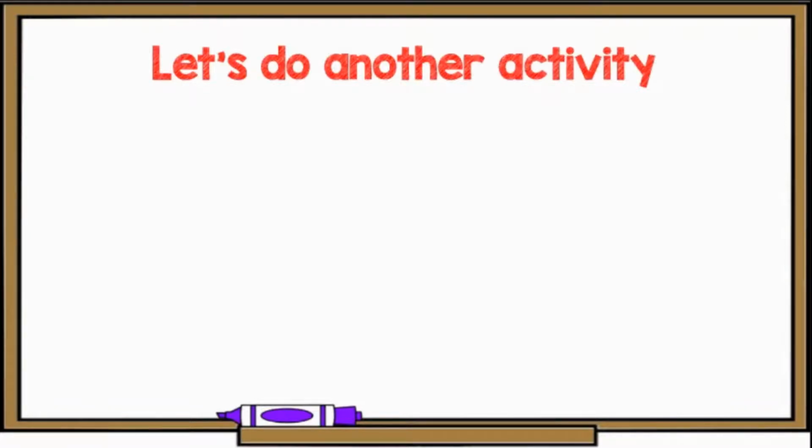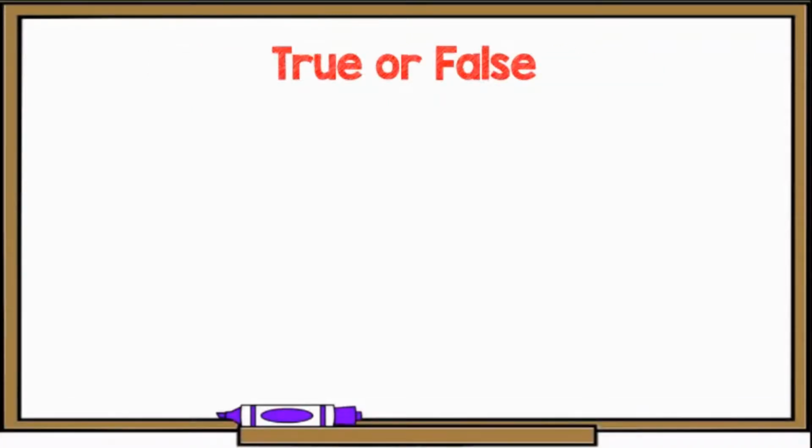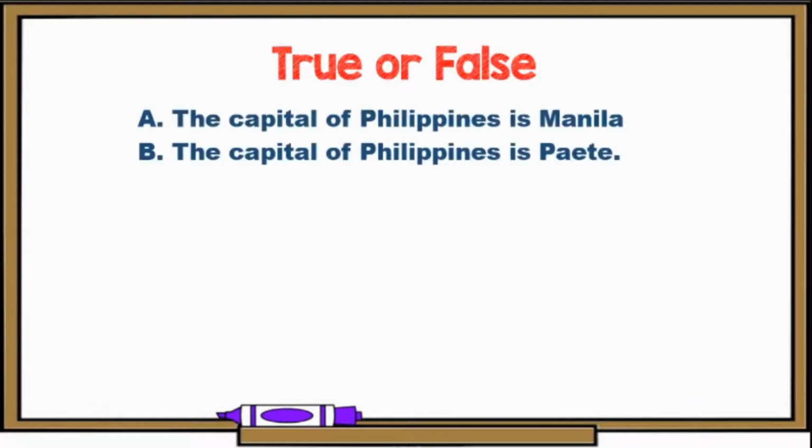Di ba sabi natin, if we have mathematical sentences, we can determine the truth value. So, pwede natin siyang i-classify kung true, false, o kaya sometimes true or sometimes false. Yung same na given natin kanina, yun na lang din ulit yung gamitin natin. The capital of Philippines is Manila. Okay, this is true. Very good.